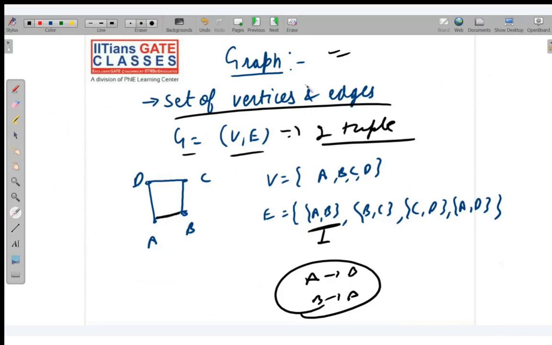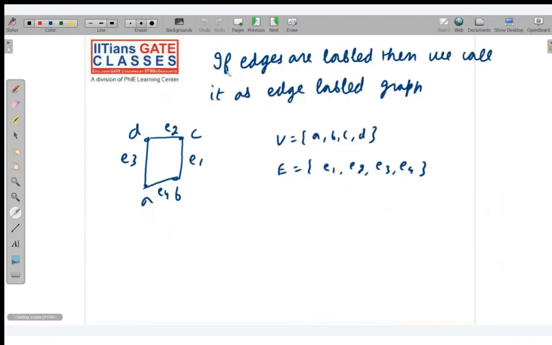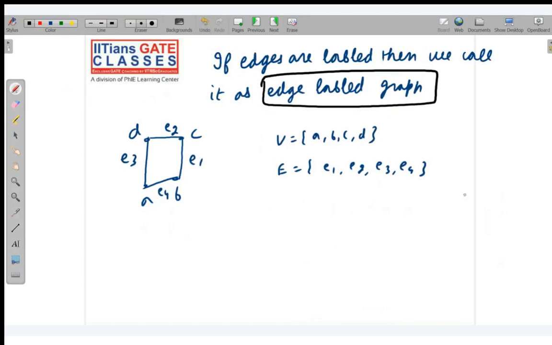Perfect, sir. Okay. So if edges are labeled, then we call it an edge labeled graph. That is a very important thing. For example, this is an edge labeled graph because each edge is given a label. So the vertices A, B, C, D are the vertices, and the edges are E1, E2, E3, E4.